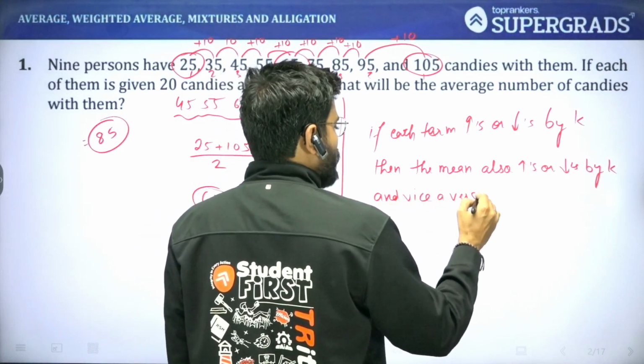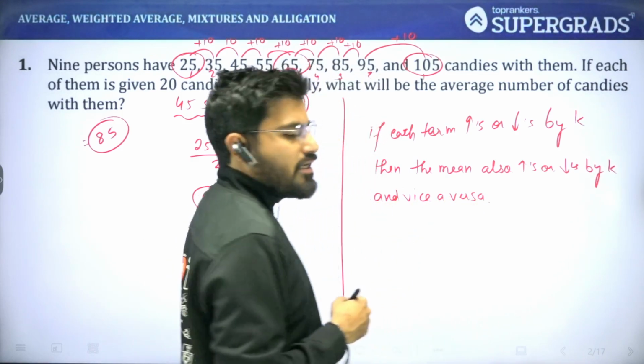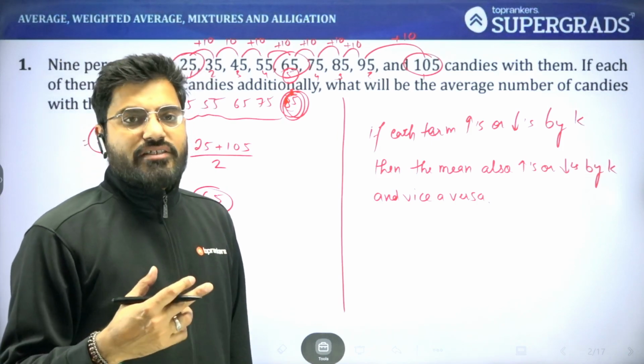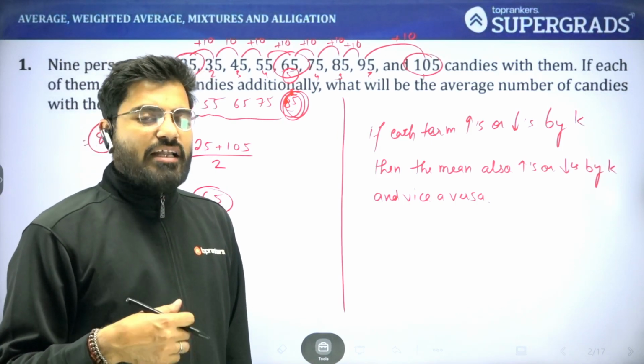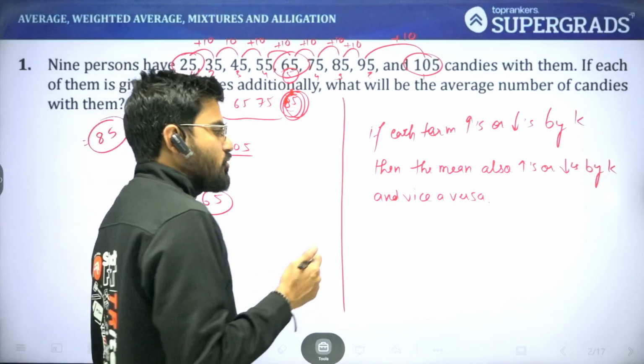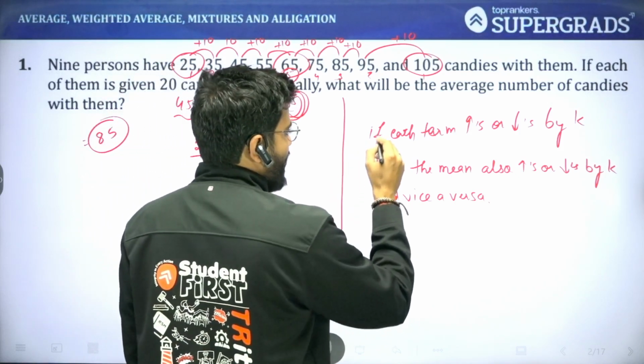So this is not only true for AP, this is true for any of the terms. So if every term is increasing, then the average also increases. And if the average is increasing, then every term increases by the same quotient or by the same factor.